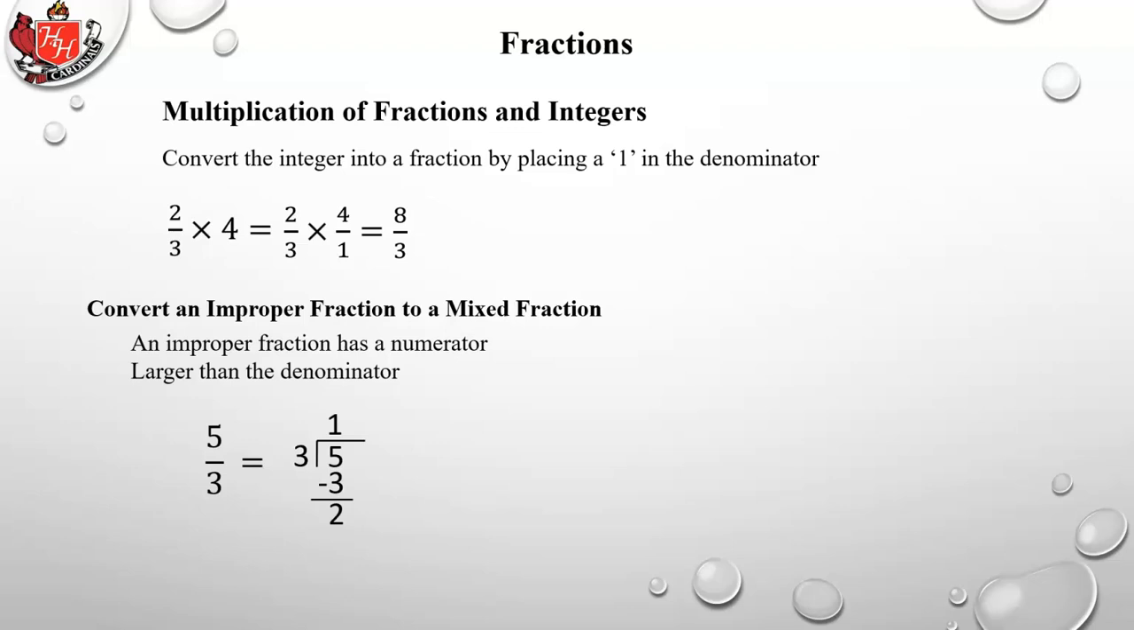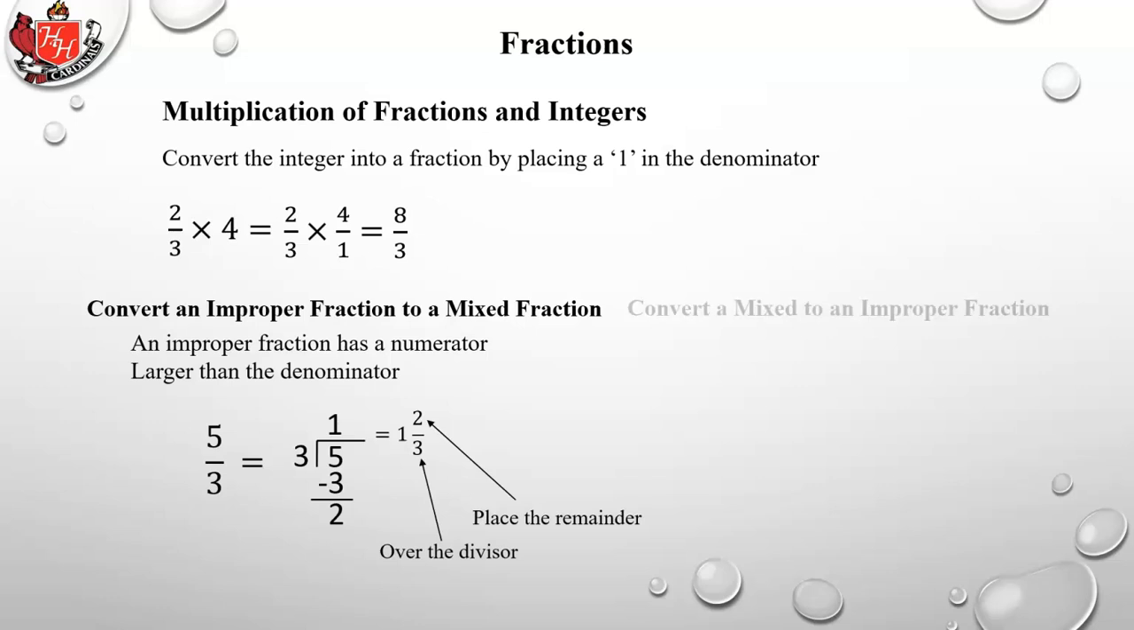So you simply take the 1 at the top, and then you put the remainder over the divisor, 2 over 3. And that's how you convert that into a mixed fraction. The remainder goes over the divisor.